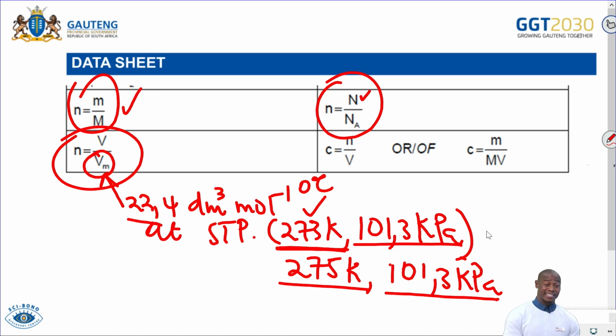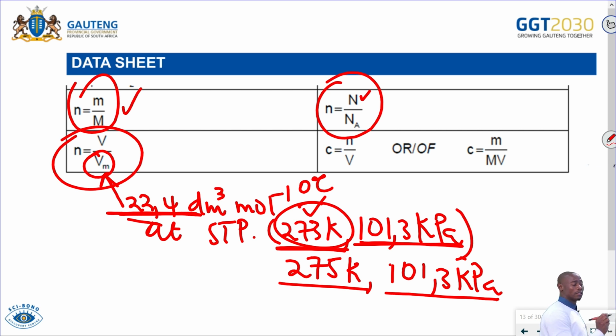I hope that is clear, learners. It is 22.4 at standard temperature and pressure. But if I change that temperature to 272, it is no longer standard temperature, even if I leave the pressure as it is. If I change this to 272, 274, 275, it's no longer standard temperature. So this value cannot be 22.4. It is 22.4 cubic decimeters per mole at STP: standard temperature, 0 degrees Celsius, 273 Kelvin, and standard pressure, 101.3 kilopascals, or 1 atm, or 1.013 times 10 to the power 5 pascals.